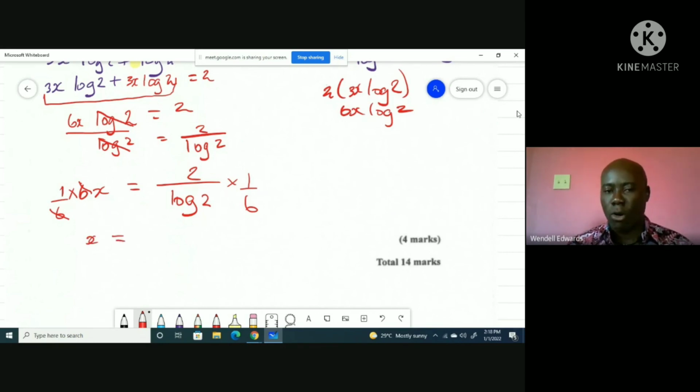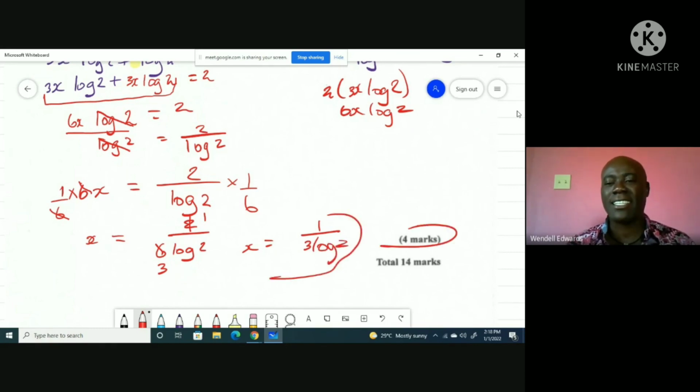Definitely I'm going to put this out front like a coefficient, log 2. And then I could cancel 2 into itself 1 time, 2 into the 6, 3 times. So finally, x is equal to 1 over 3 log 2, and that's my answer. We call it my 4 marks there. All right, so definitely we are good here.